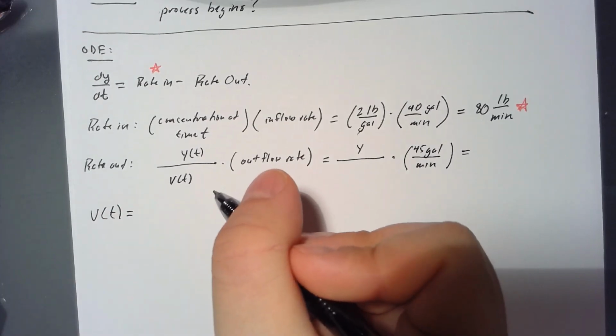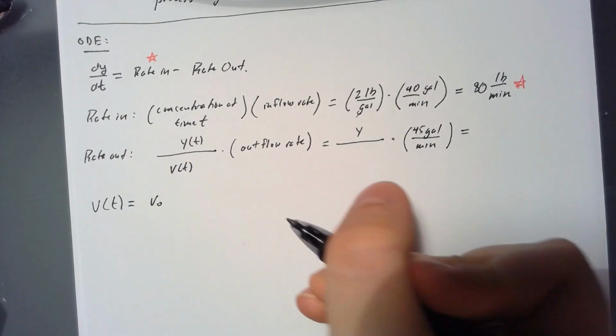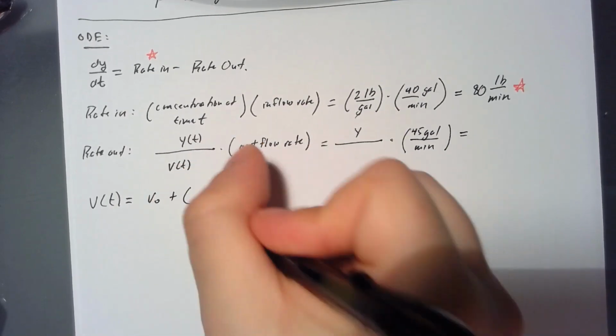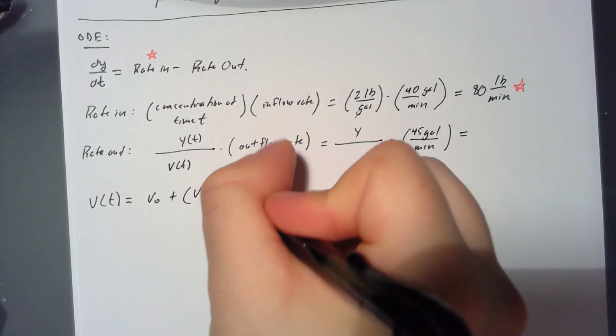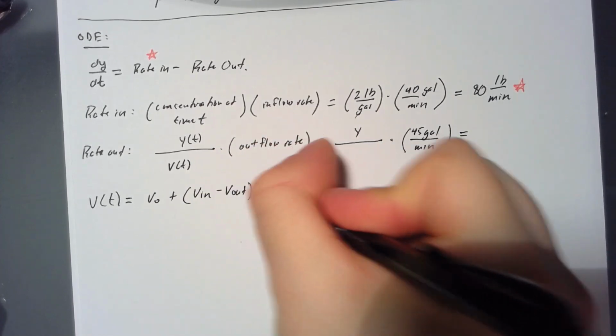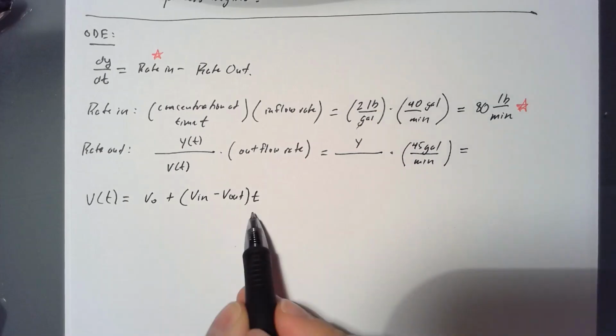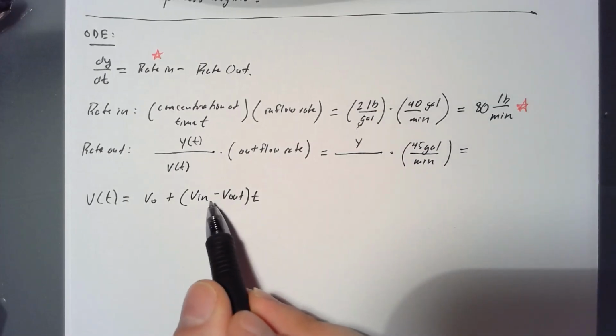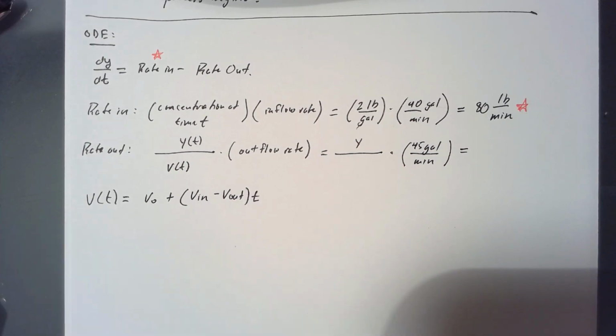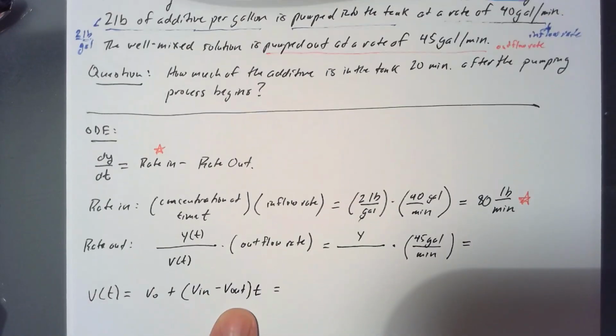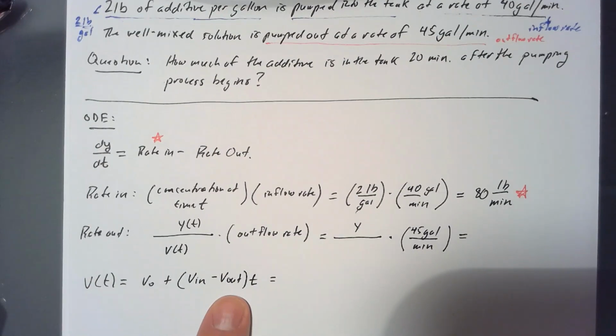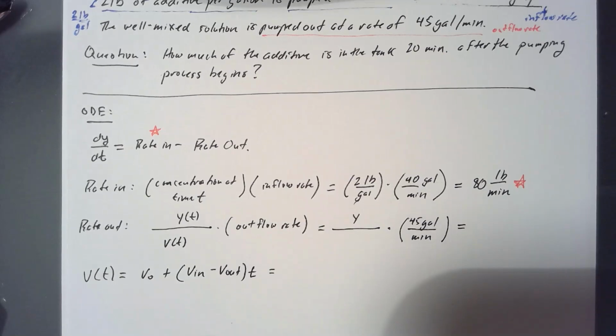Remember, V of t was defined as the initial volume plus the quantity V in minus V out times t. Because this could fluctuate, that's why it's being multiplied by t; it fluctuates as time moves. But the initial amount is the initial amount. That doesn't depend on time. So let's figure this out. The problem should give us this information. What was the initial amount of, not stuff, but mixture in the tank?